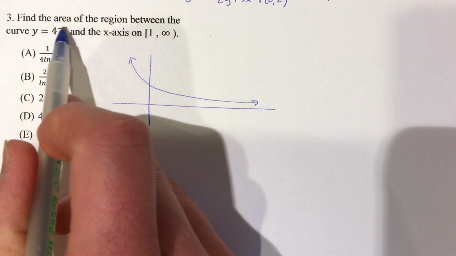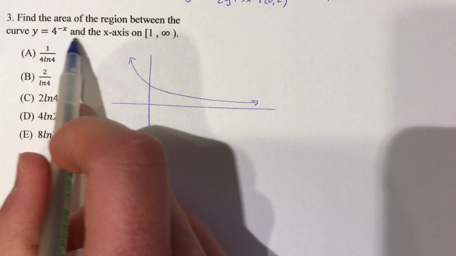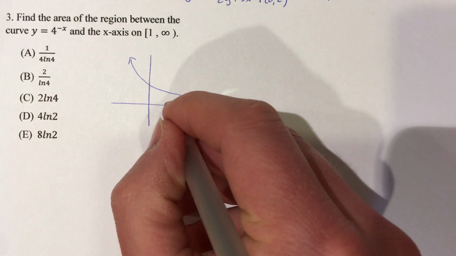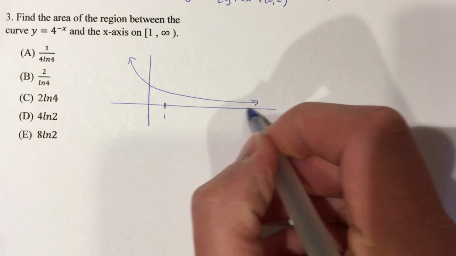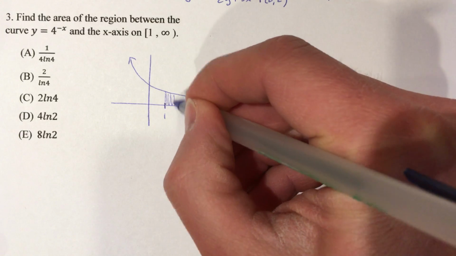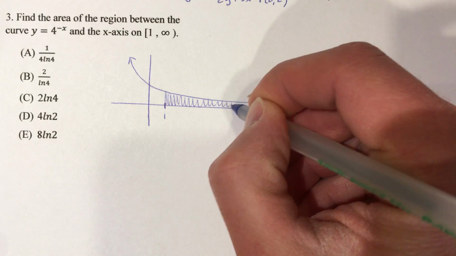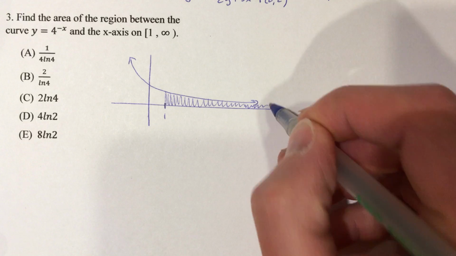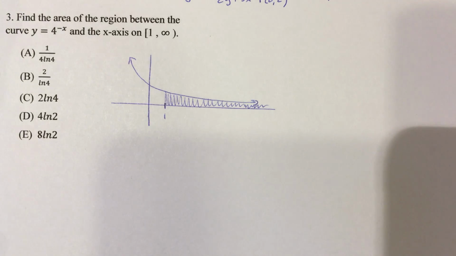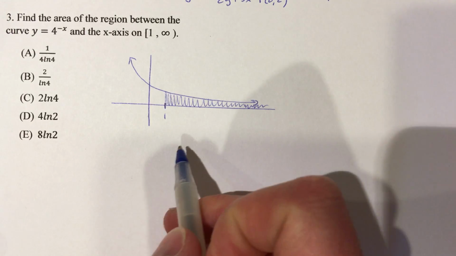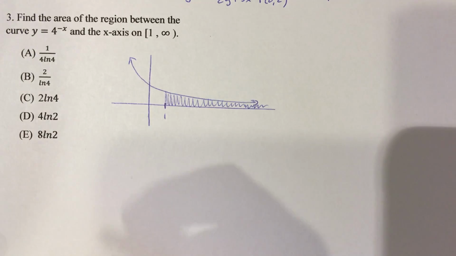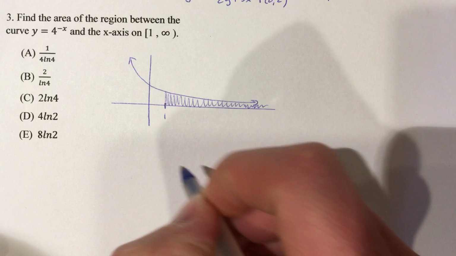We're interested in the area of the region between the curve and the x-axis on 1 to infinity. It's going to keep on going forever. Possible that it turns out to be a finite value. We'll see. I guess my only options are finite values, so I'm assuming that's going to happen.